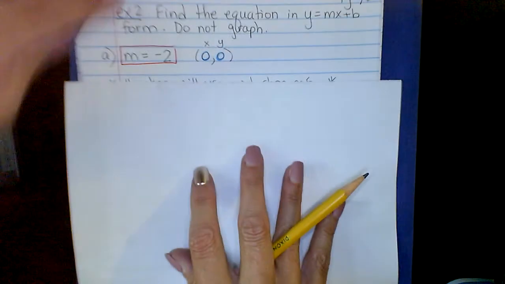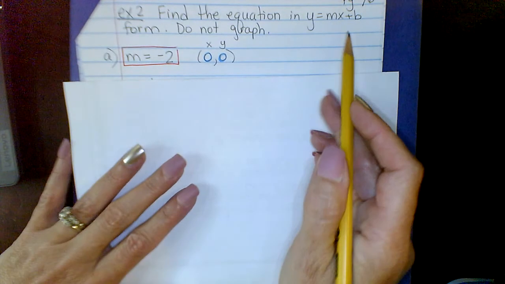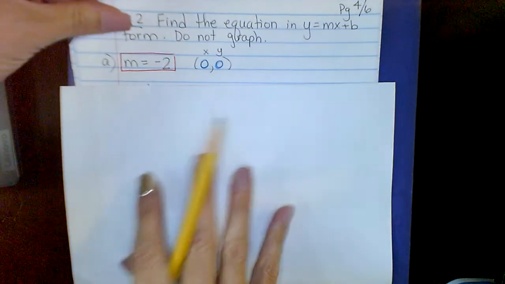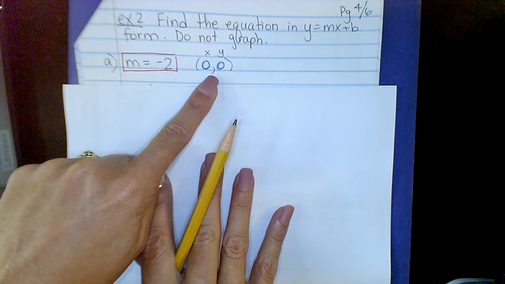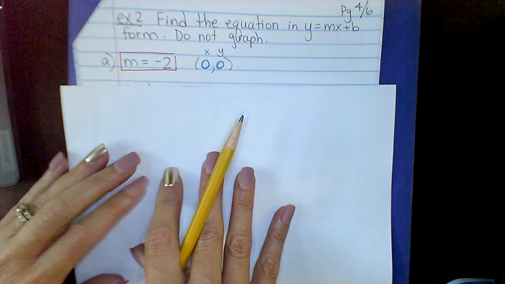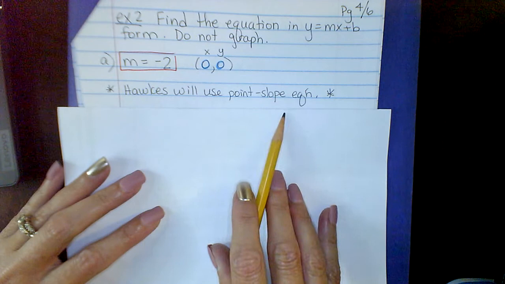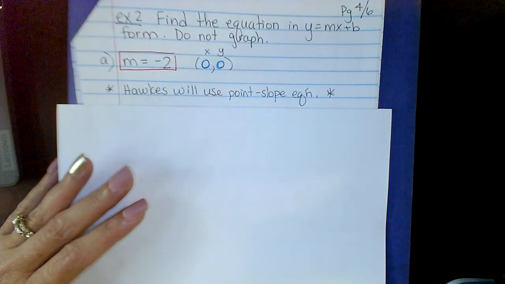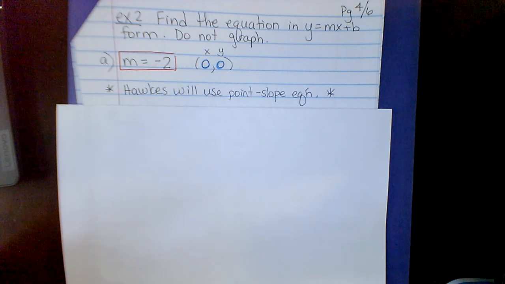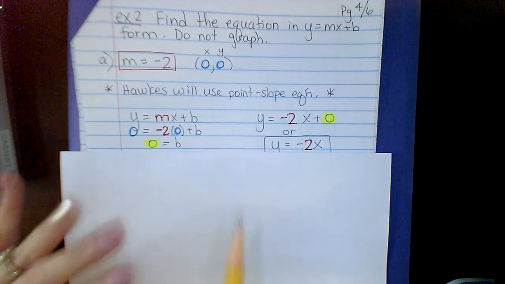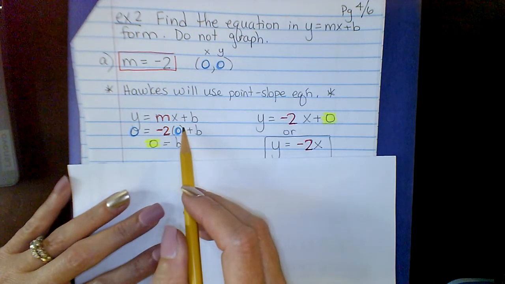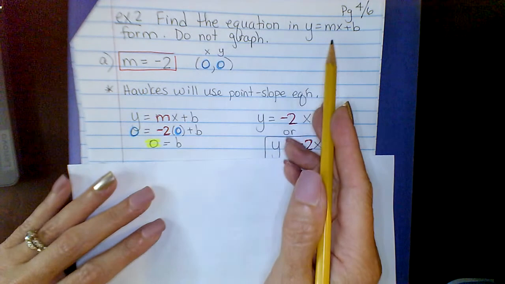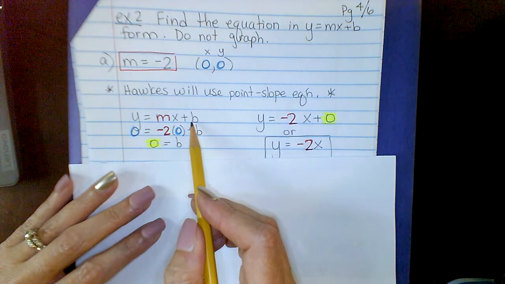Now, this one, we're going to find the equation of the line in slope-intercept form. Here's my slope, here's a point. Okay? We're not going to graph these. So Hawks is going to use the point-slope equation because they're like, oh, you've got a point, you've got the slope. I just really don't like that equation. I feel like it's so complicated for students that it has been my experience that students just do better if we just stick with the slope-intercept. That's the form we have to get into anyway, so let's just use it to begin with.